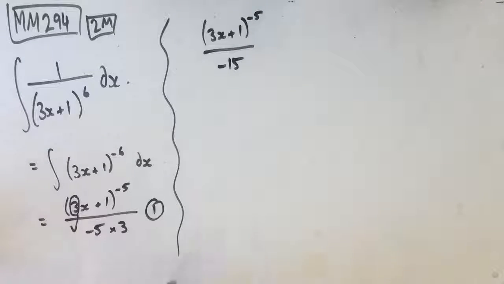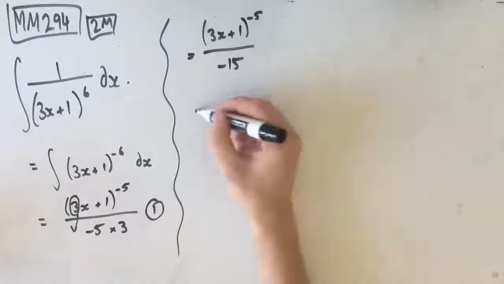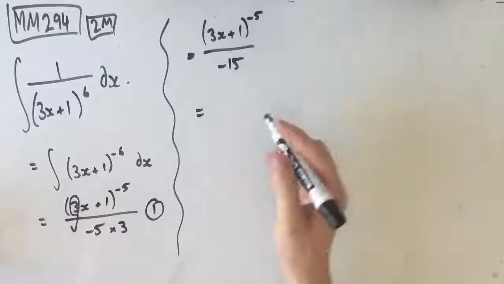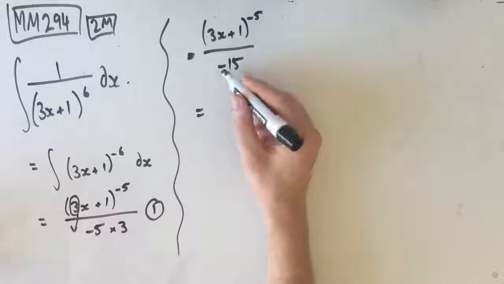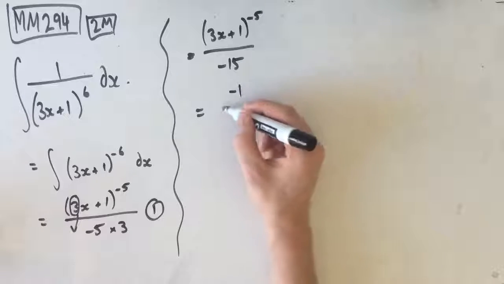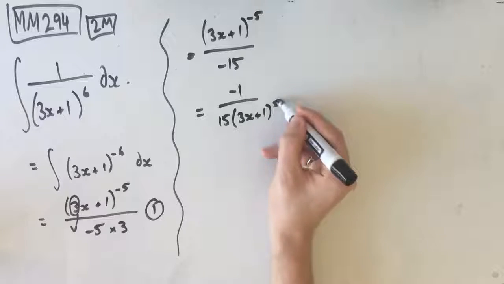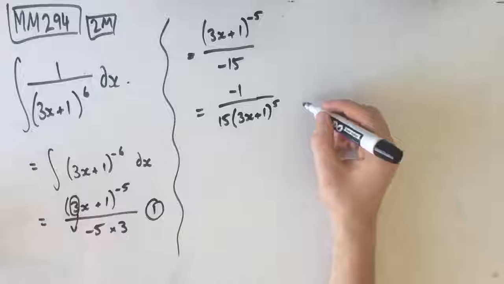And then we can actually simplify that even further and say that, because we don't like these negative indices, right? We want our final answers to have positive indices usually. So that means that we get, I'm going to move this negative to the top. I'm going to say negative 1 over 15, (3x + 1) to the power of 5. And that's it. That's our second mark.